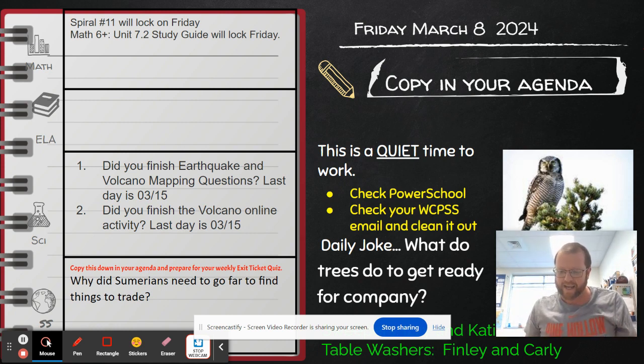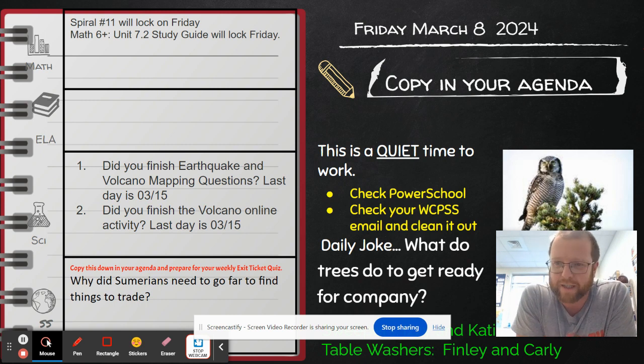In Math 6, we started talking about the distributive property this week. We're going to move on to simplifying expressions next week, and we will continue to use the distributive property to help us do that. Then on Thursday and Friday, we'll be working on our study guide number 1 for Unit 6.